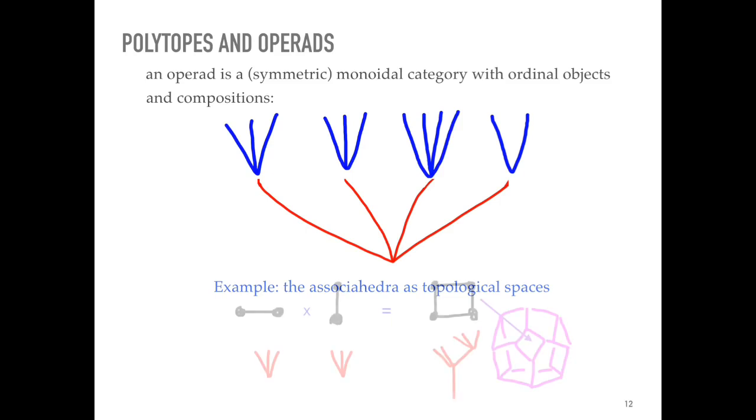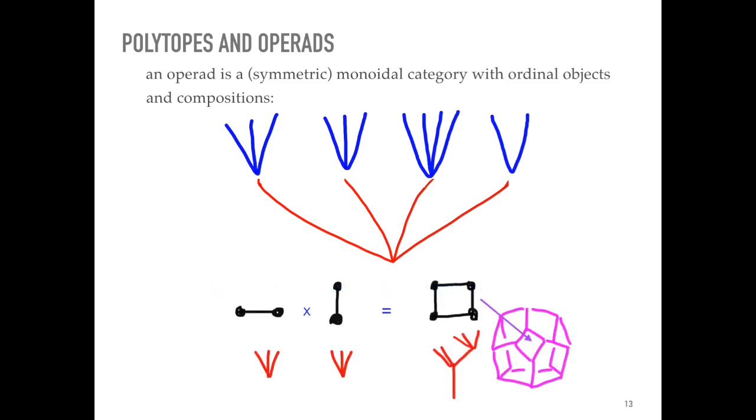So let's take the simplest example. I take 2 edges and I compose them to obtain a square. That's a square face on that 3-dimensional pink polytope. And here in red I've drawn the trees there that show you how we're composing those 2 edges. Now, as you can see, I can't draw any higher dimensional examples because we've already run out of dimensions to draw things in, but the idea is the same. The trees are representing that composition in topological spaces.